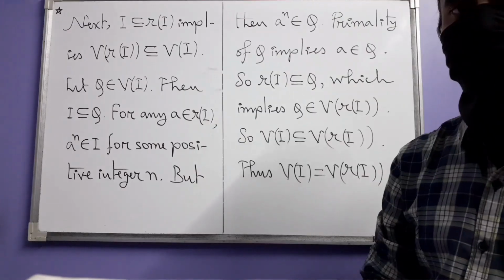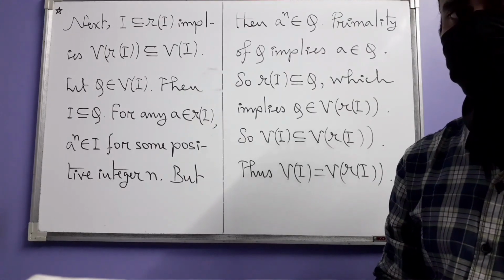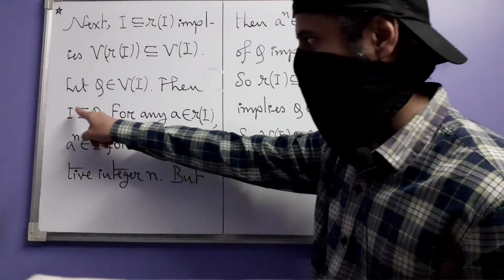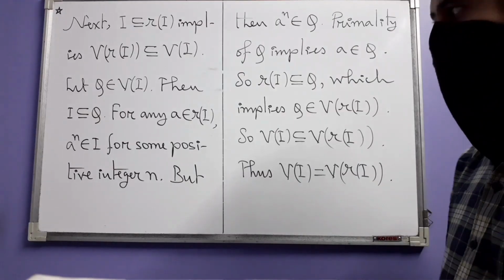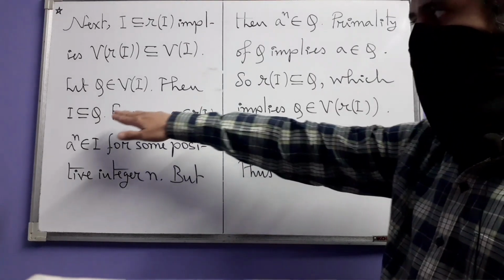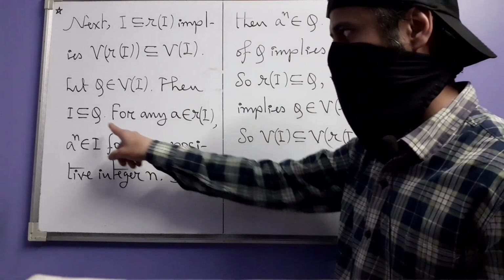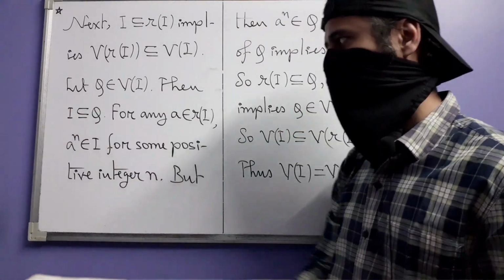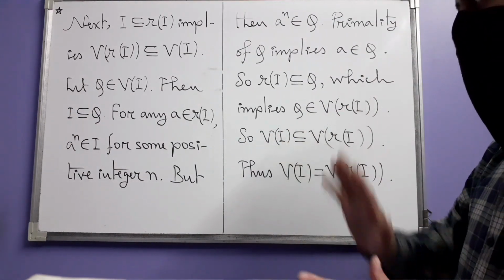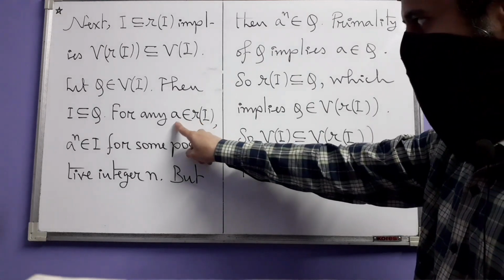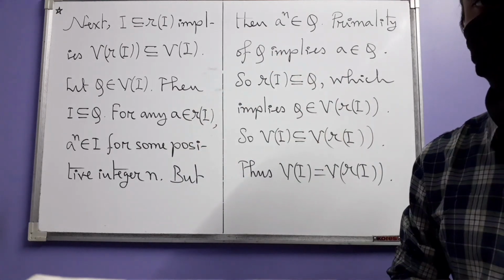What does it mean? It means that Q is a prime ideal of our ring which contains I inside of it. Although we did not write that Q is prime, it's understood. However, we only focus on this part. Next, we take any element A in the radical of I.